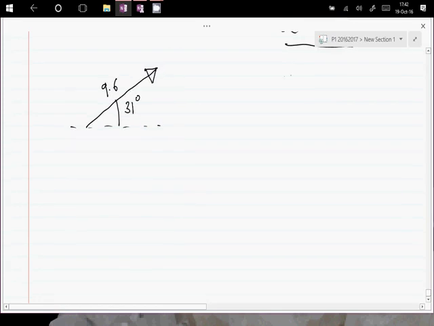And then I'm going to have a vector like, oh no, I'm not going to do that. That would be too difficult. I'm going to have a vector like this. This is longer and it's 12.7. And the angle here is going to be 18 degrees.